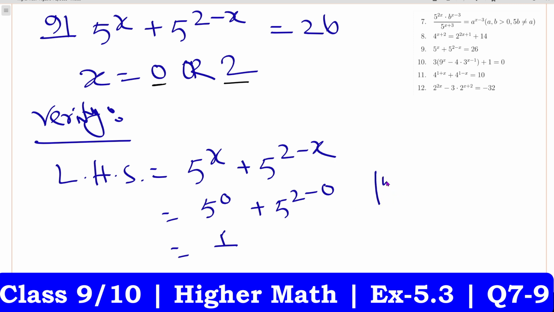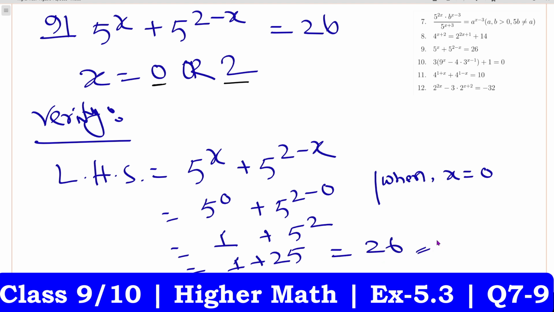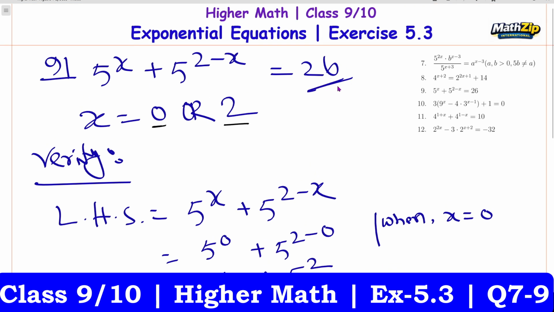So here when x equals 0, and look, 2 minus 0 is 2. So finally 1 plus 5 squared means 25, and we get 26. Look, here is 26.